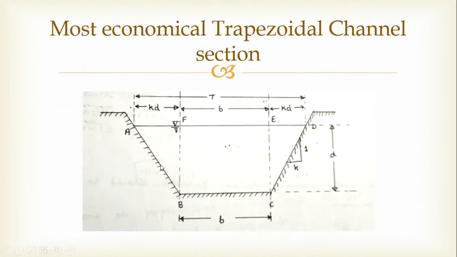This is how the trapezoidal channel section looks. The area you can find out by considering one rectangle and two triangles. Either you can write directly the area of this trapezoidal channel section, or you can find it as one rectangle and two triangles.